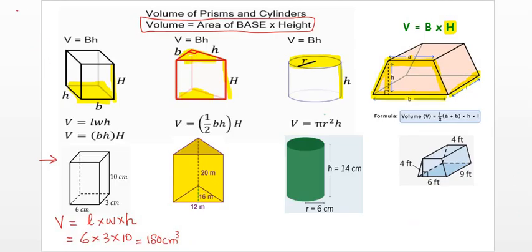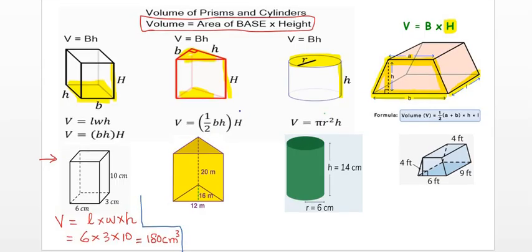Clear? Let's find the volume for the triangular prism. If you want to write the formula directly, you can write it directly. If you want to write it in this way, you can write it in this way. It's all your choice. Some students like to do it in two steps. In step 1, they find the area of the triangle separately, and then in the second step they multiply the answer of the first step with the height. So it's all your choice.